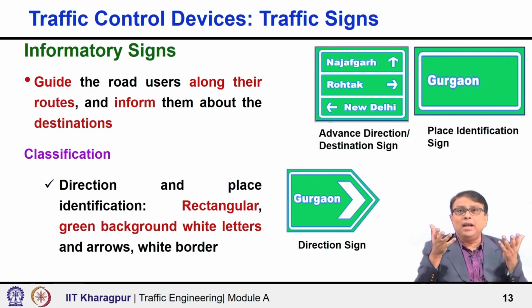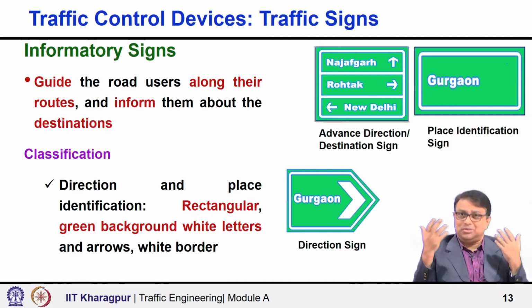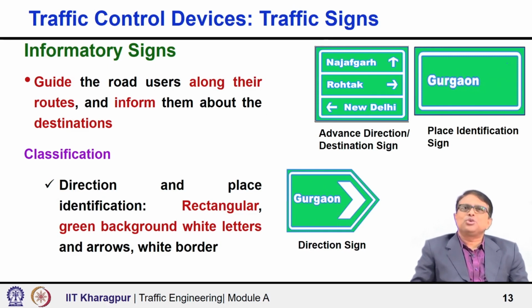Several other things we want to know: where the fuel station is, where the restaurants are, where the nearest medical facility is available. We sometimes need to avail these kinds of services, right? So, this informatory sign helps us to do that. It guides road users along their routes and informs them about destinations. There are many types of informatory signs.